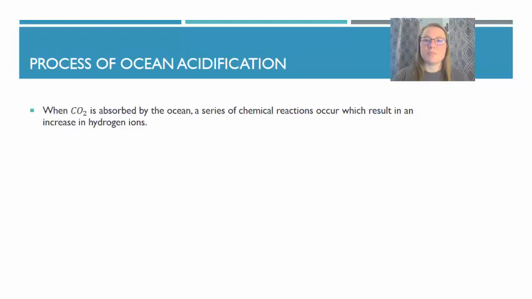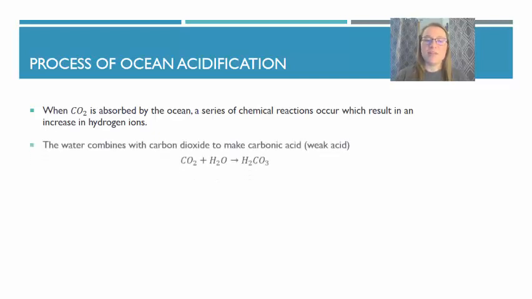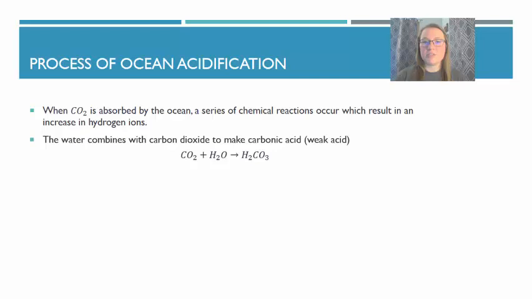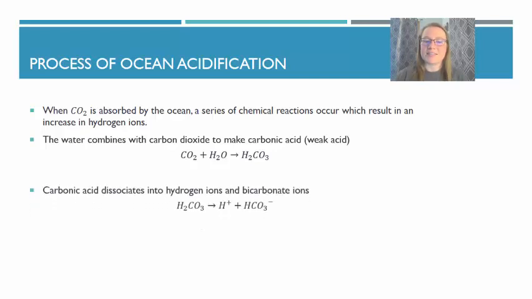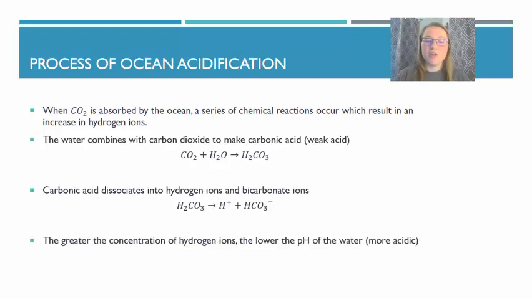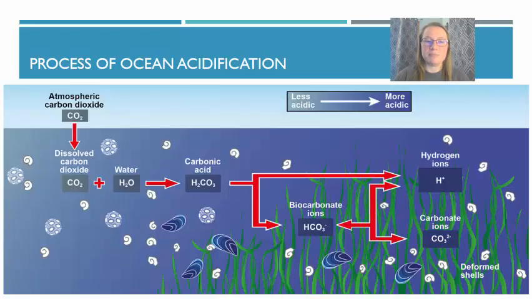Now there's several steps in this process. So when the carbon dioxide is absorbed by the ocean, there's several chemical reactions that occur. The first one is that water combines with the carbon dioxide to produce carbonic acid, which is actually a weak acid. And that carbonic acid dissociates into hydrogen ions and bicarbonate ions. Remember that hydrogen ion concentration? That is what impacts the pH. So the greater concentration of hydrogen ions, the lower the pH, or more acidic the pH is going to be.